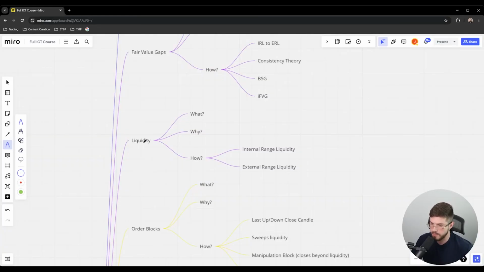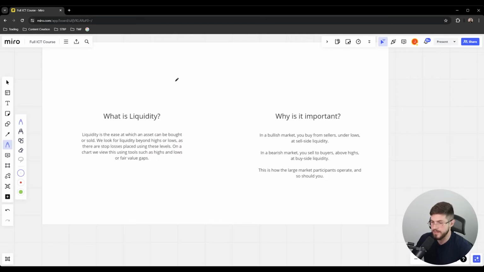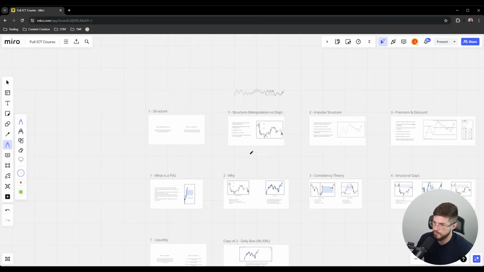All right, so now let's talk about liquidity. This is something that gets overcomplicated, and I'm going to simplify it into really all you need to know. We're going to talk about what it is, why, and how to actually use it. So liquidity definitively is the ease at which an asset can be bought or sold. Remember, we were talking about the example up here.